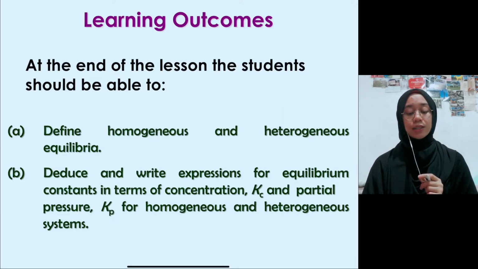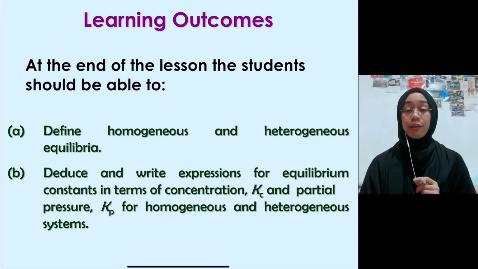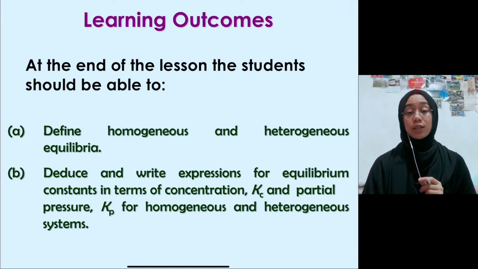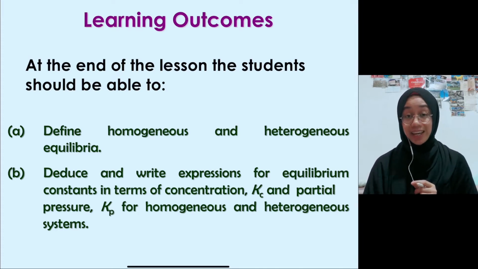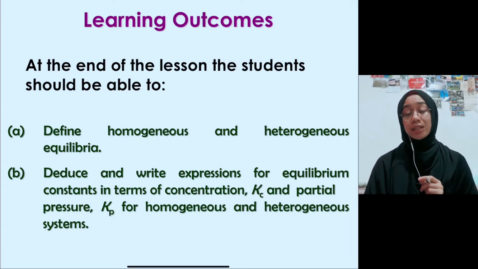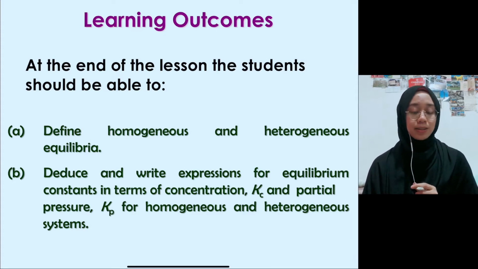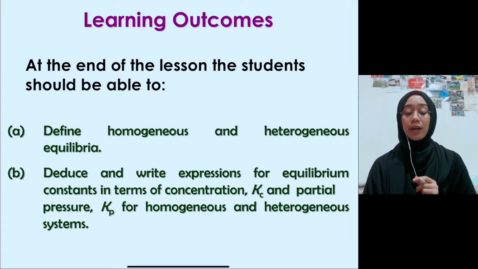So at the end of this lesson, you should be able to define homogeneous and heterogeneous equilibria. And then next one, we will deduce and also write the expressions for equilibrium constant in terms of concentration, Kc, so C stands for concentration, and partial pressure, Kp, so P stands for pressure, for homogeneous and heterogeneous system. But first, let's have a look at what is homogeneous system.